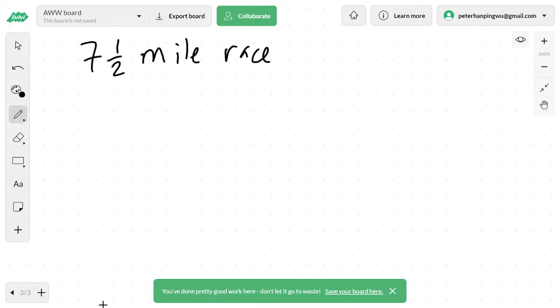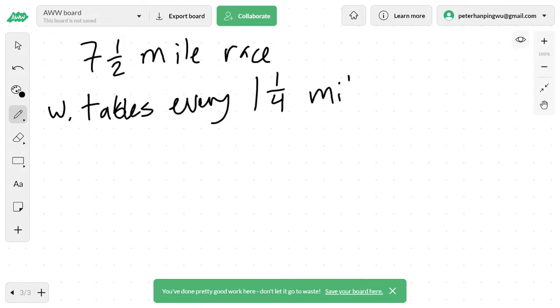Let's continue reading the question. Water tables are set up at the end of each 1.25-mile section. Students handing out water will work in groups of 6. So we have two numbers here: 1.25 miles and groups of 6. I'm just going to write that information down. Water tables, so I'm going to write W for water, tables every 1.25 miles. And students work the tables in groups of 6.